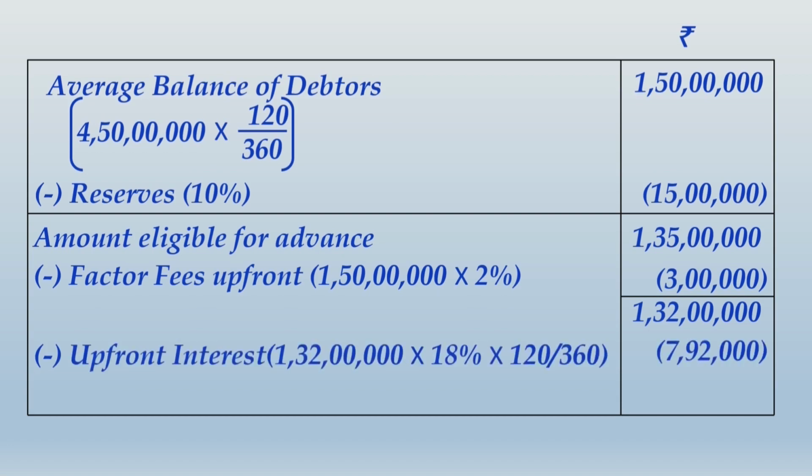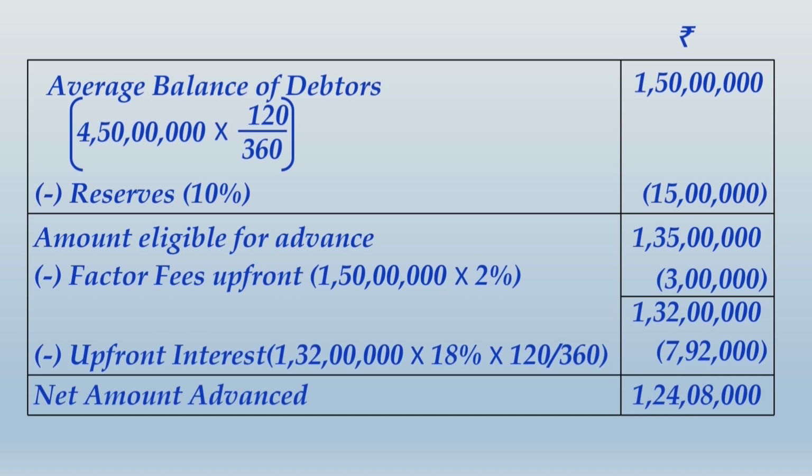and then the amount of interest can be calculated as 18% of 1 crore 32 lakhs into 120 by 360, and that comes to 7,92,000. Because even the interest is collected upfront, the net amount that will be actually advanced will be 1 crore 24 lakh and 8,000. Let us move ahead and write up the cost of factoring for the year.